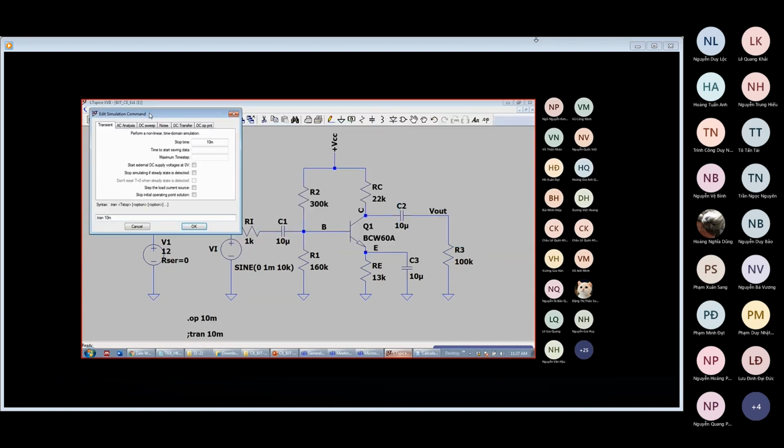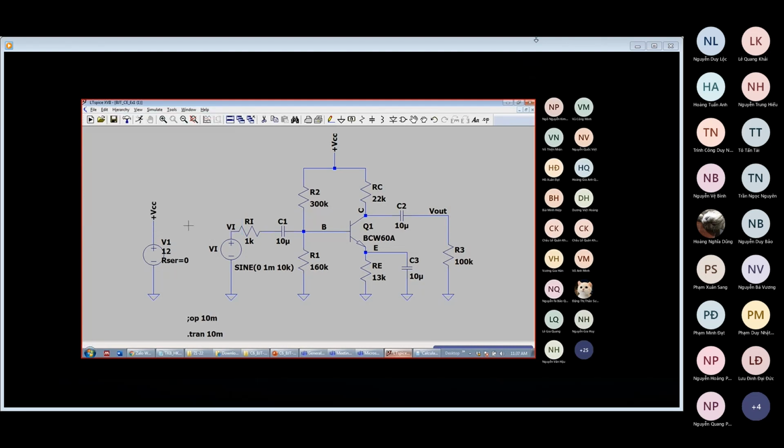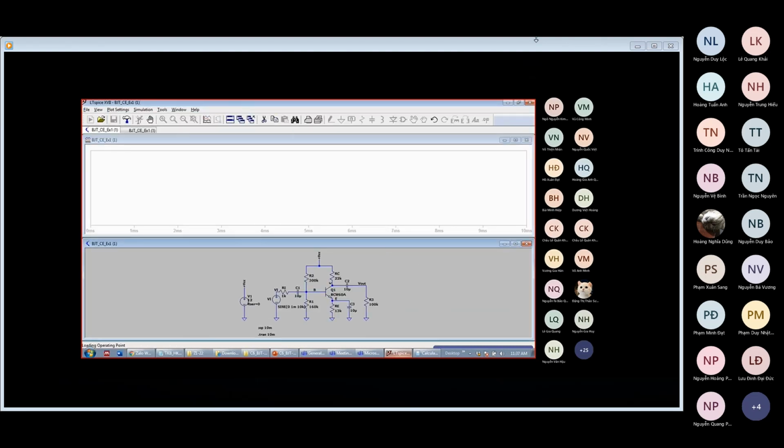So normally we should simulate for 100 cycles of this sine wave. So 100 cycles, that means the time is 100 multiplied by the period of 0.1 millisecond. It will be 10 milliseconds. So I will simulate for 10 milliseconds only. It's enough. Okay, so then I will run the simulation.